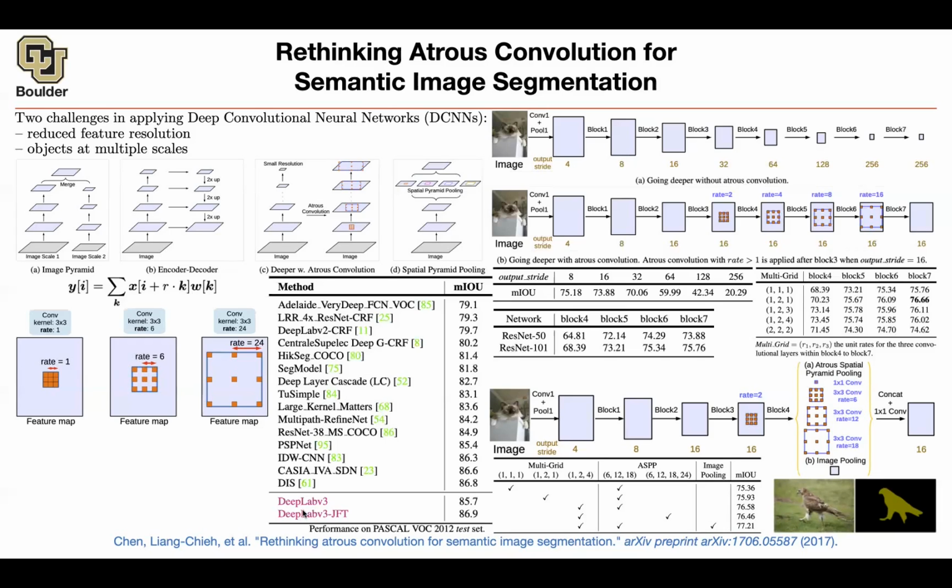It's the third version of DeepLab. And JFT, if you remember, is a data set from Google. It's much bigger than ImageNet for image classification. You can do your transfer learning on that, pre-train on that data set, and then fine-tune.